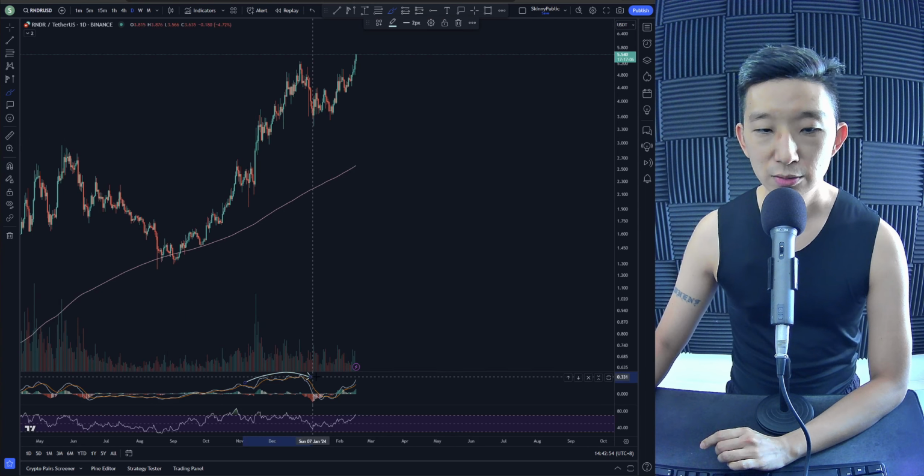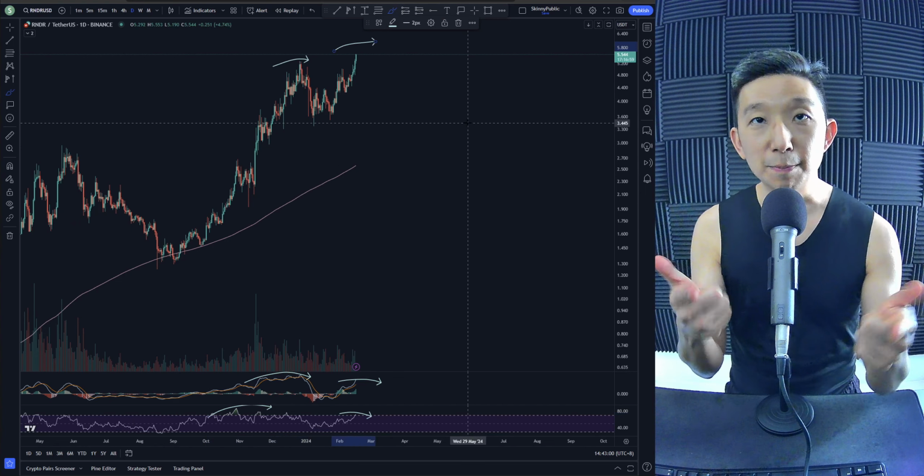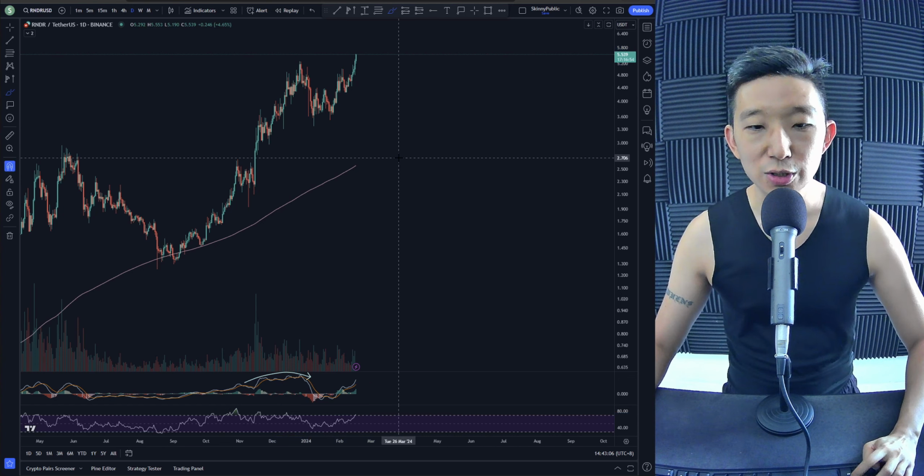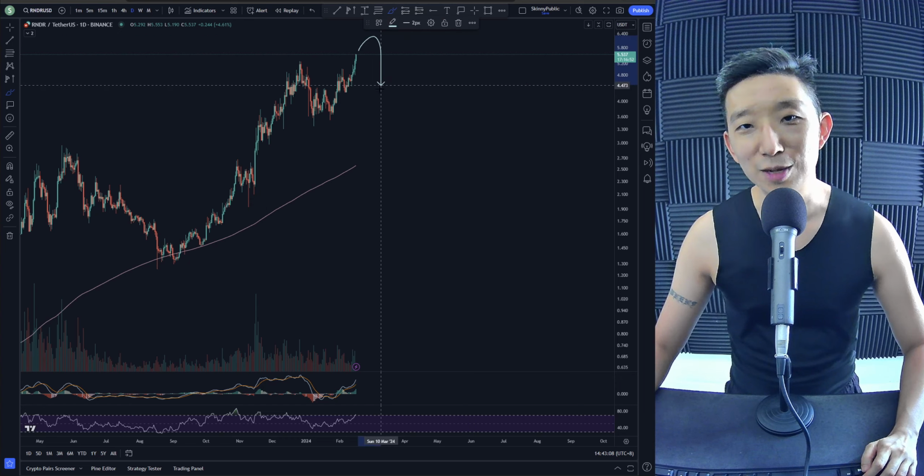If you look at the MACD, it's a potential lower high on the RSI as well, but it's already a higher high on the price. Bearish divergence. We can already spot the bearish divergence, but of course, we're not going to open shorts. We're going to wait for the sell to come in first.